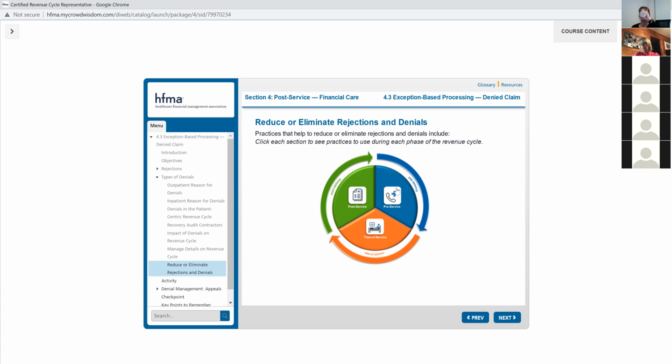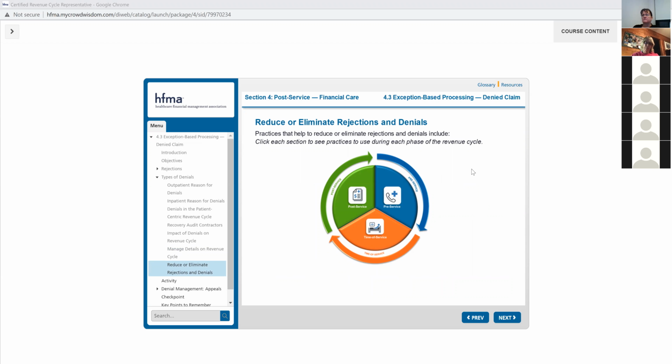So, reduce or eliminate rejections and denials. Practices that help to reduce and eliminate rejections and denials include, so we will start with pre-service. This is just going over what we learned in the pre-service section, so I'm not going to go through it in great detail. Just make a little mark on this page so you can refer to this little circle.